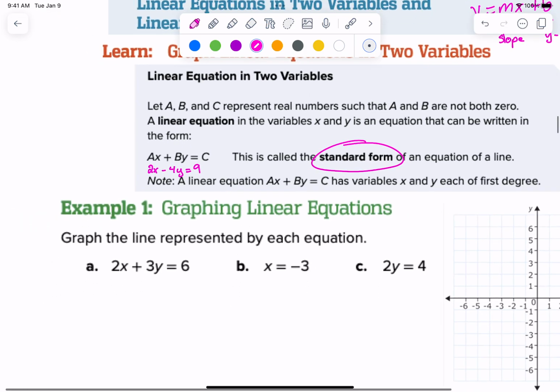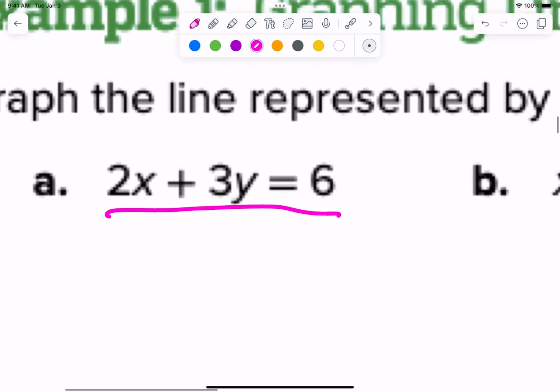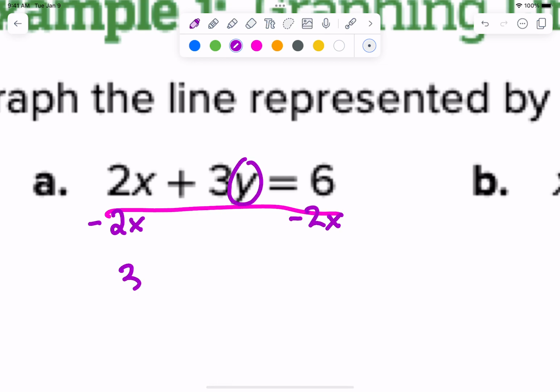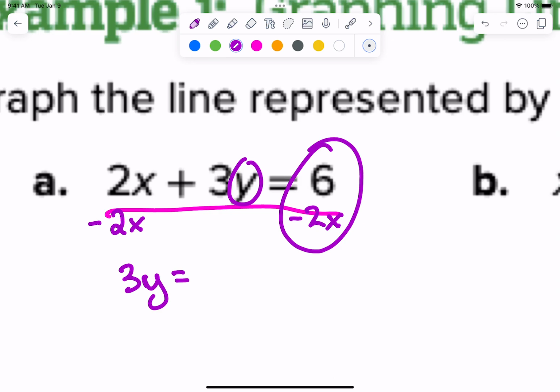So in example 1a, this is in standard form. We want it in slope-intercept form. So let's solve. What would you like to move first? Me personally, I'm subtracting 2x over. We want to get y by itself. So 3y equals, when you put 6 and minus 2x together, what does that look like? Minus 2x plus 6. I usually put the x first, so it's in mx plus b form. Divide by 3, everything gets divided by 3.